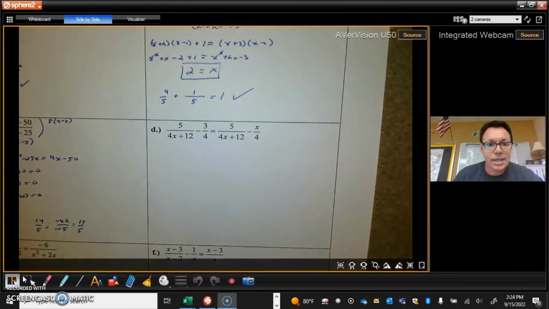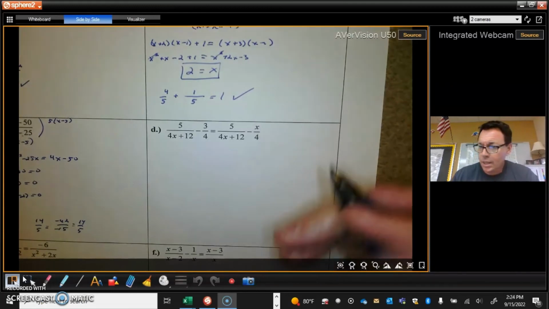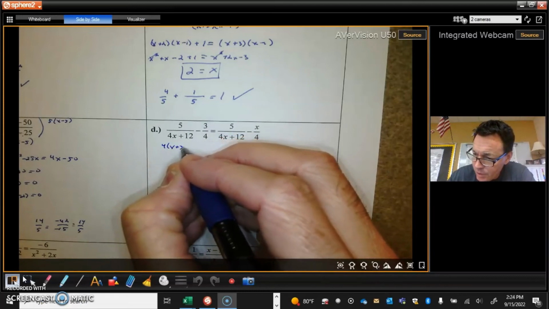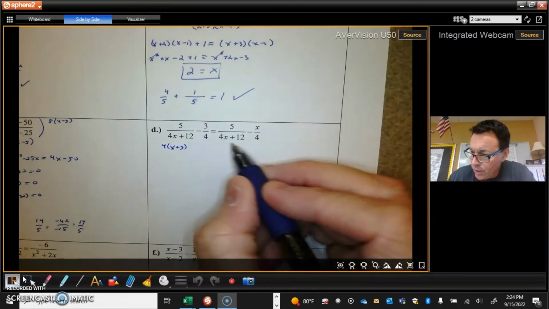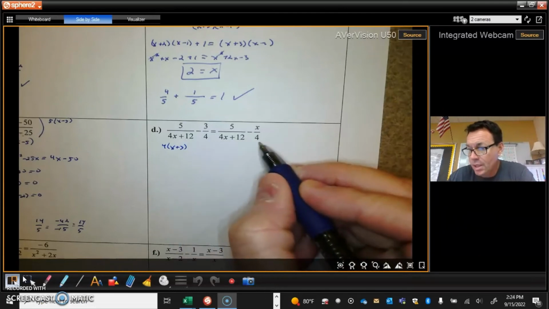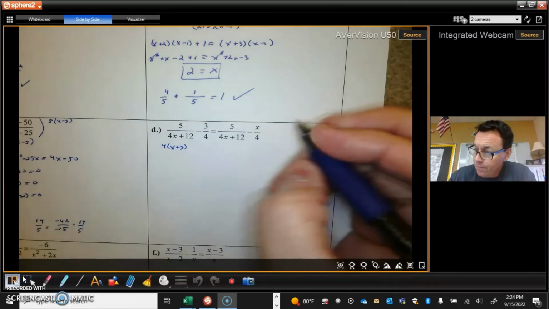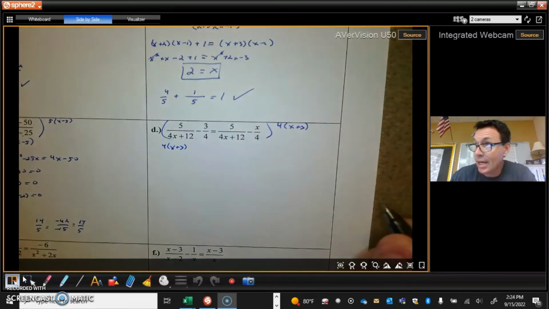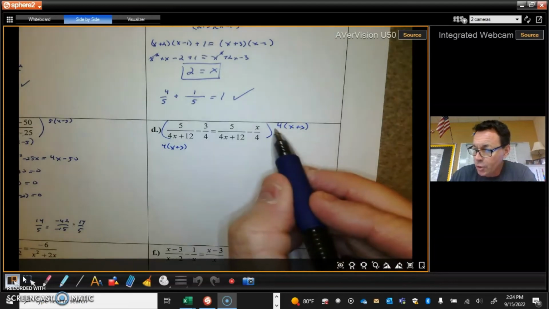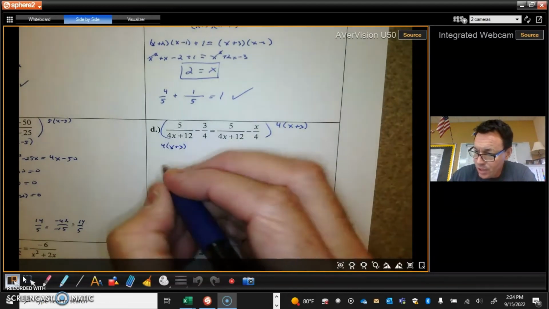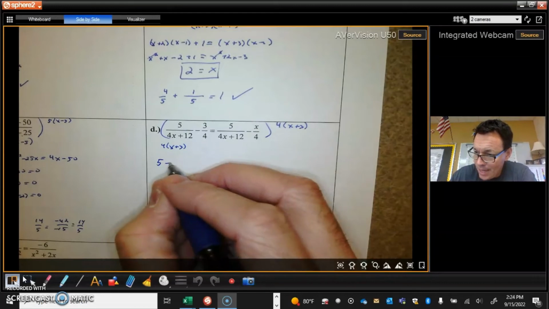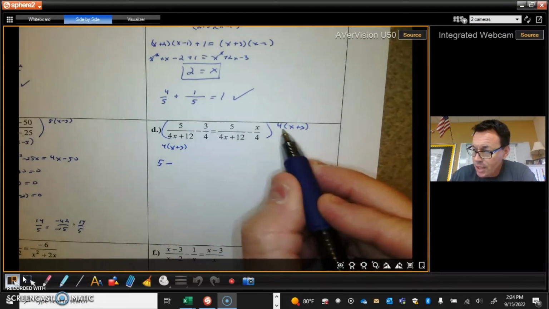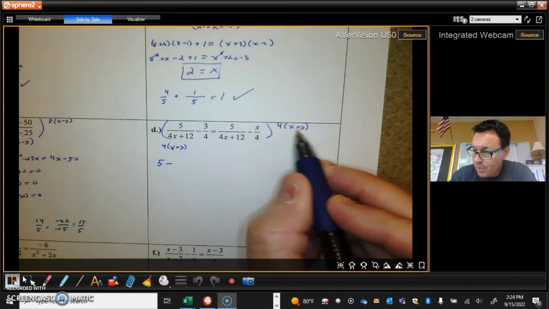All right, example D. So again, what do I have here? This is 4 times x plus 3. That's a 4. This is also 4 times x plus 3. And that's a 4. Okay, so 4 times x plus 3 is my common denominator. So if I multiply this times this fraction, I'm just going to get a 5. Minus. That 4 and that 4 are going to reduce, and that 3 is going to be multiplying the x plus 3 that I have.